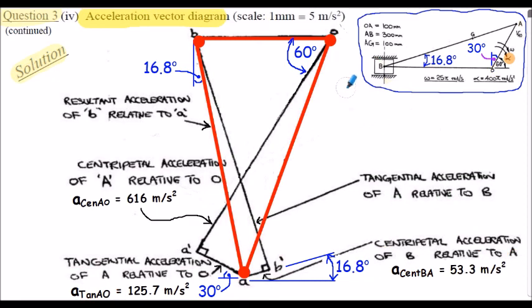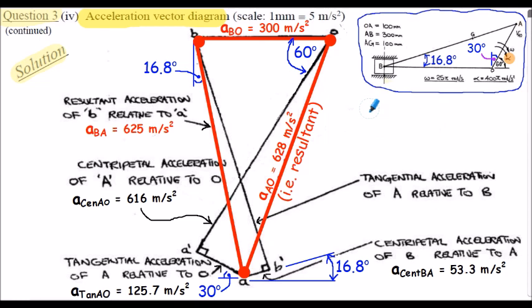This slide shows the clarification of our acceleration vector diagram. Here's point O, the origin, the center of rotation of the crank. Here's point A defined, the crank pin, and point B defined, the piston. Now all we need to do is measure the lengths of the various vectors and, using our scale, determine the accelerations. For acceleration of B relative to A, we measure the length of this vector here, and using our scale, that evaluates to 625 meters per second squared.